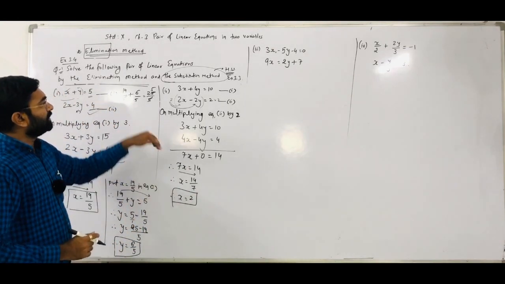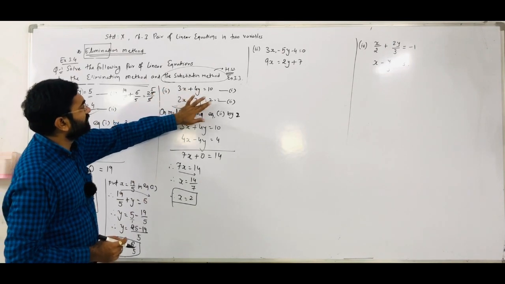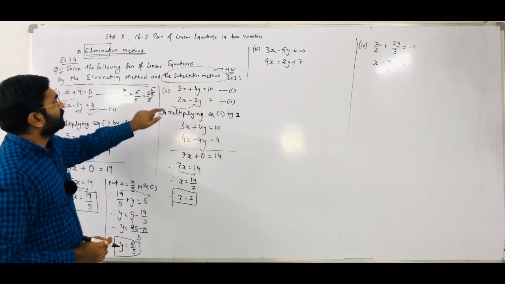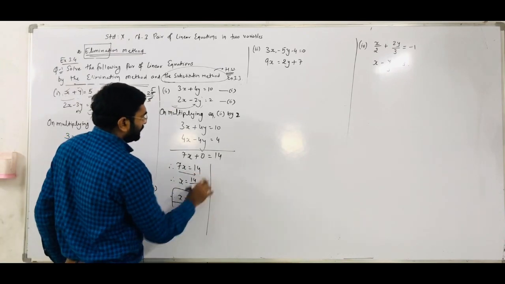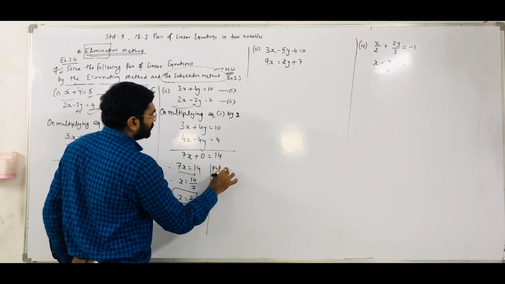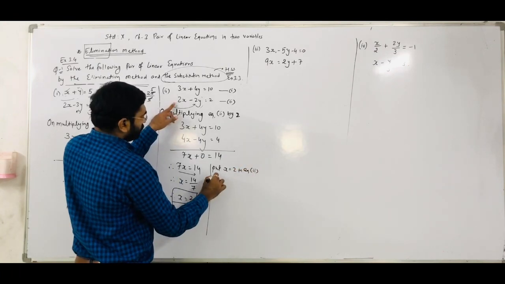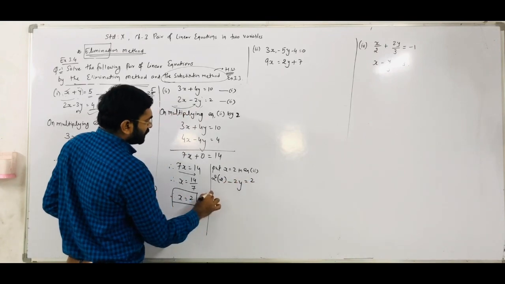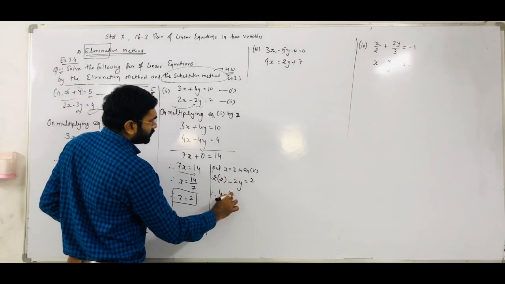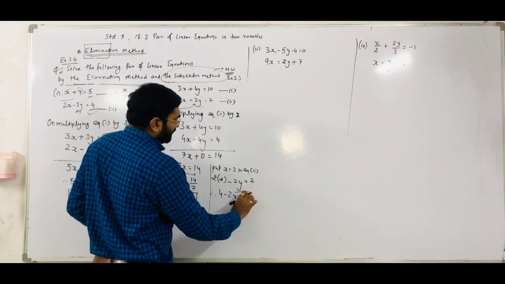Now that 2 value we have to put in any one of the equations. So after observing the equations, it is very easy to find out the way: we put 2 in equation number 2, right? So put x is equal to 2 in equation number 2. So we get the y value. So 2 into 2 minus 2y is equal to 2. So 2 2s are 4, minus 2y is equal to 2. Right? So y value we have to find out.